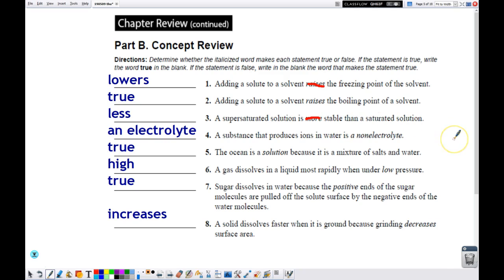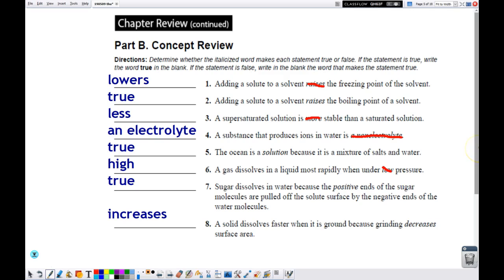A substance that produces ions in water is an electrolyte. That's why we call it that. It makes the water conductive of electricity. The ocean is a solution because it is a mixture of salts and water, and that is true. A gas dissolves in liquid most rapidly under a high pressure, not a low pressure.